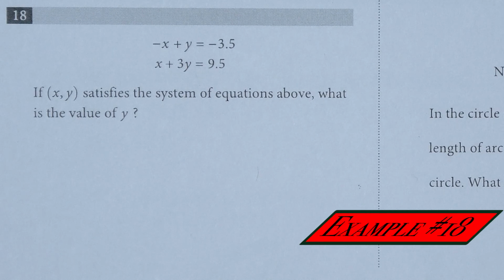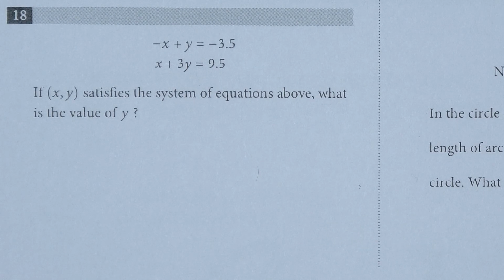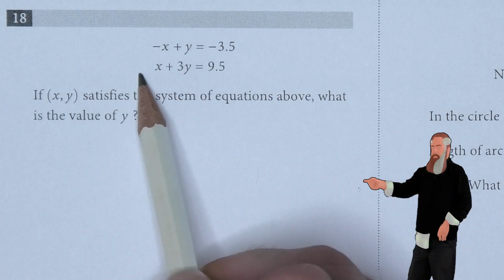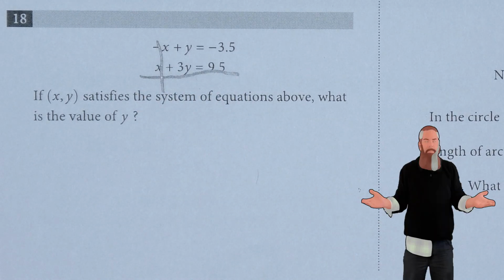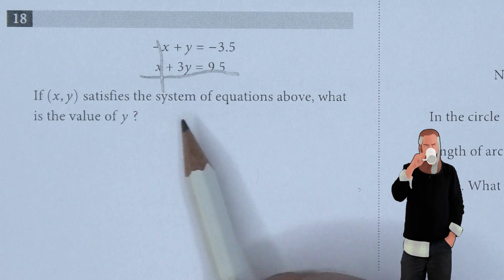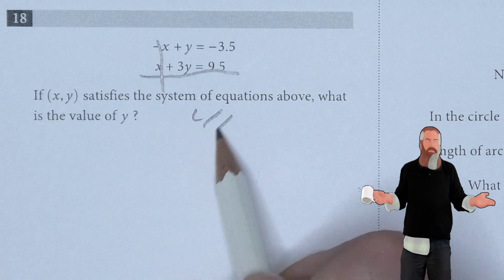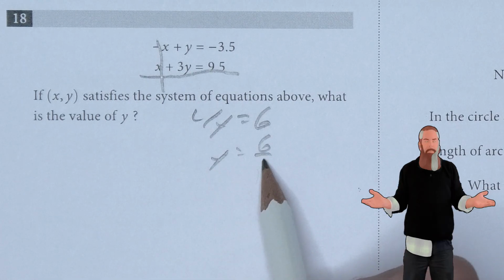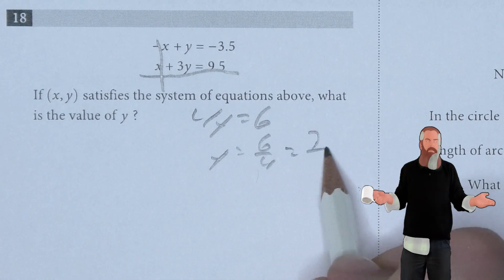If (x, y) satisfies the system of equations above, what is the value of y? So luckily, the x's are opposites of each other. So we go ahead and just combine both of these. We're going to add both of these together. That's going to give us 4y is equal to 6, meaning that y is 6 over 4 or 3 over 2.